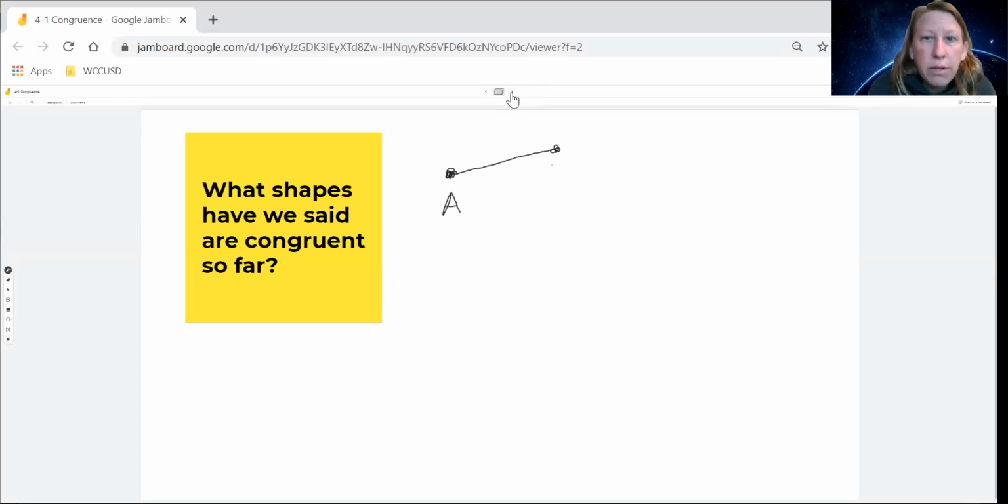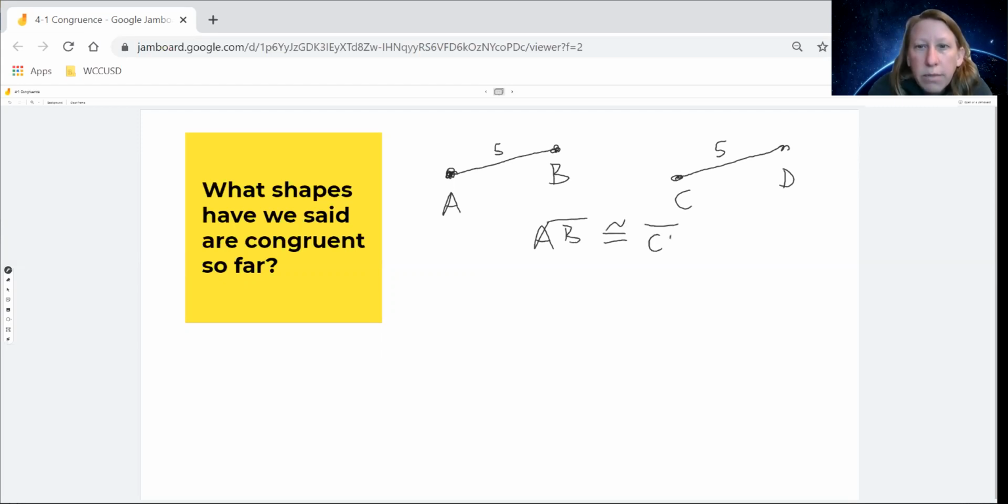So there's a line segment AB, and we can measure it with a ruler. And if we can say it's 5 steps to get from A to B, and if we have another line segment that is also 5 steps, maybe it's line segment CD, we can say that line segment AB is the same size and shape as line segment CD. They're congruent.